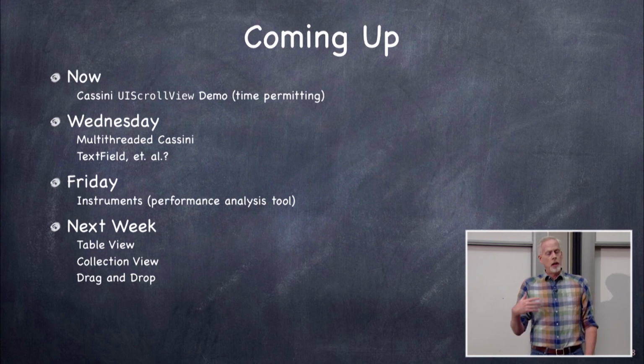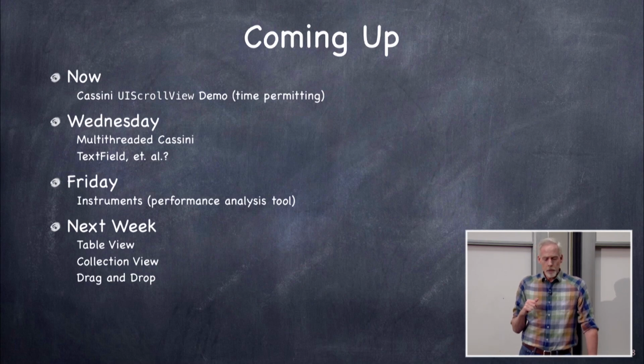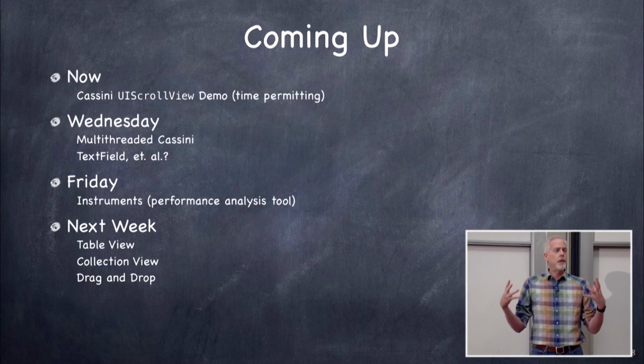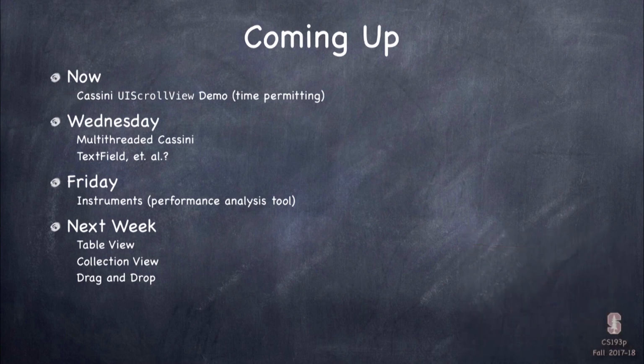Wednesday, I'll also talk about text field, and maybe I'll fit in one other little UI element, time permitting. We do have a Friday section this week. It's on this app called Instruments, which is used to analyze the performance of your app, so don't miss that. And then next week, we'll dive into probably table view and collection view, drag and drop, kind of more powerful, more sophisticated things that I haven't been able to teach you yet because you really needed to understand delegation and things like that before we dive into those.